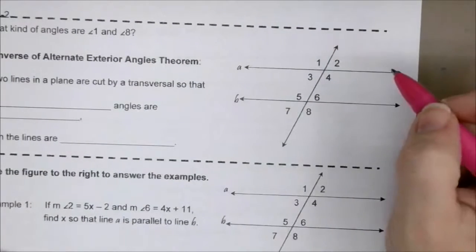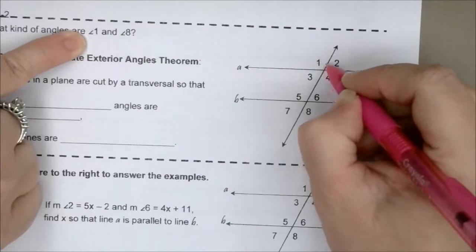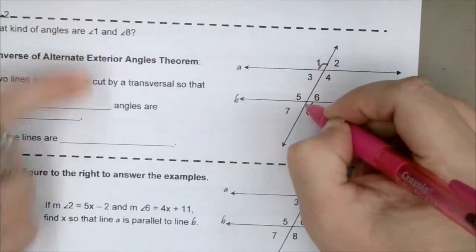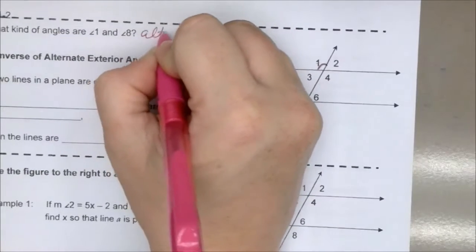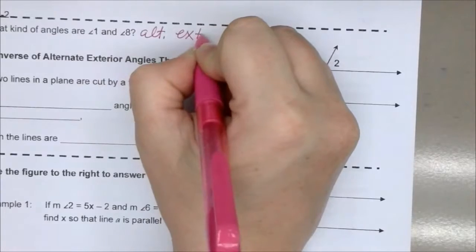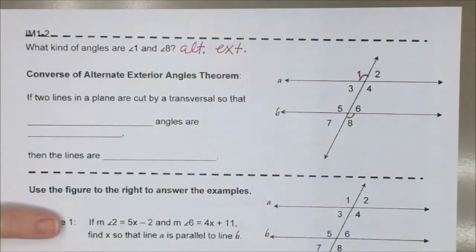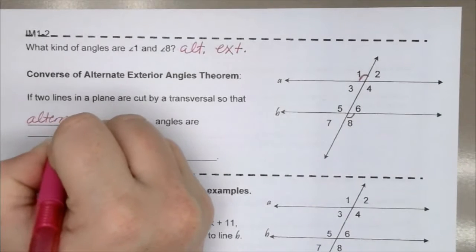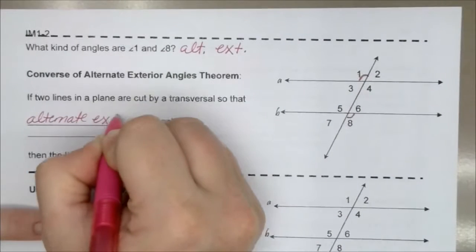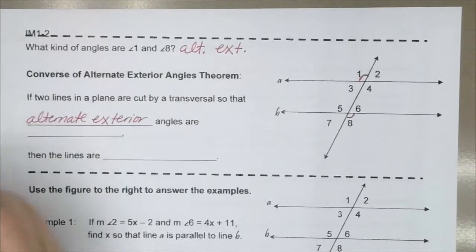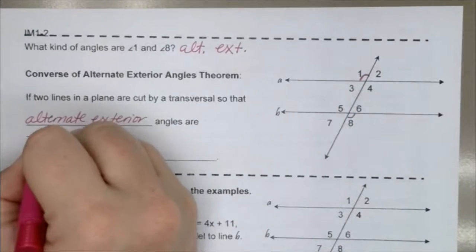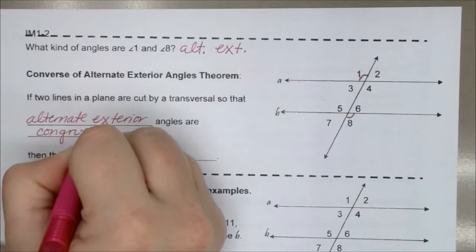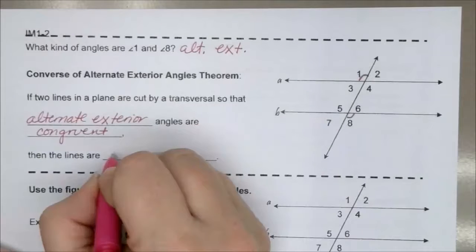Okay, so it just froze there a little bit. I'm not sure where we stopped, but I have the measure of angle 2. They're giving it to me as 5x minus 2, and the measure of angle 6. If these two lines are parallel, or I need to make them parallel, then I need to say that 2 and 6 are corresponding angles, and therefore they need to be congruent. So I'm going to set 5x minus 2 equal to 4x plus 11, so that I can say angle 2 is congruent to angle 6. So I'm going to subtract 4x.